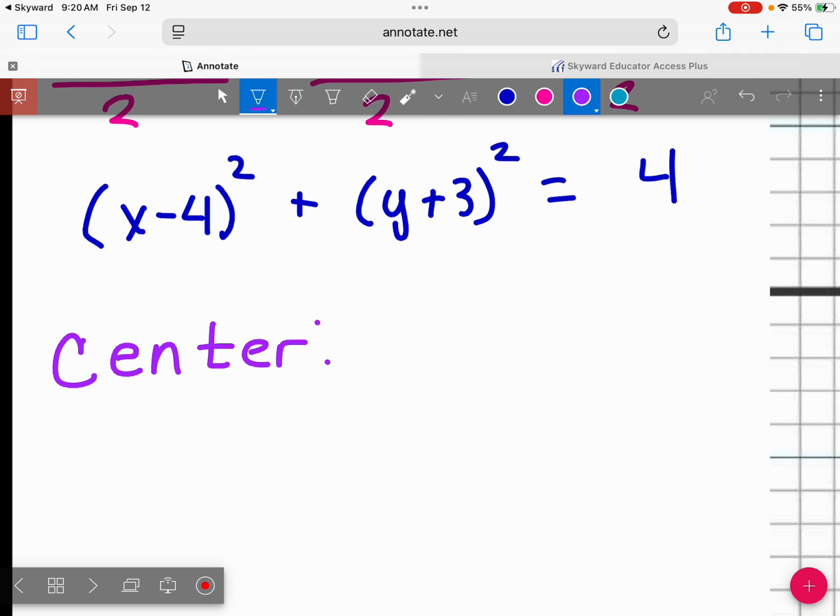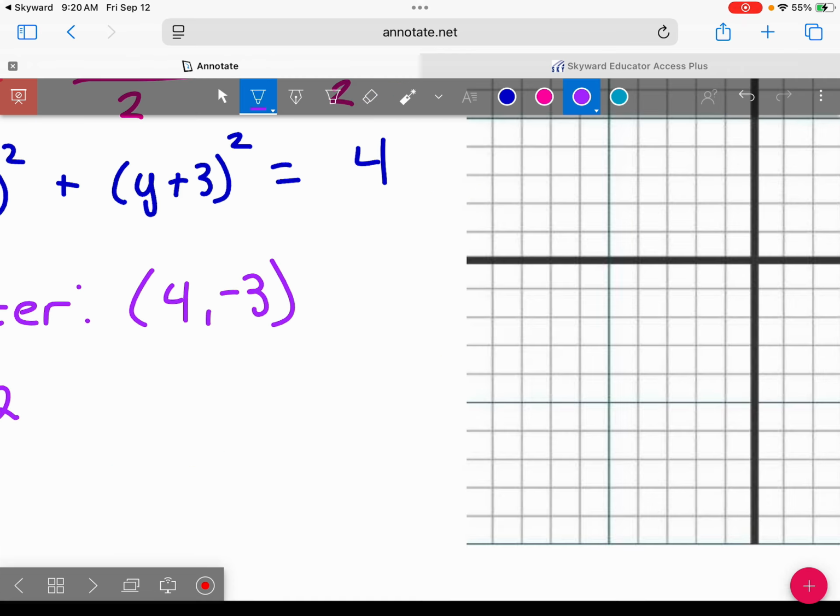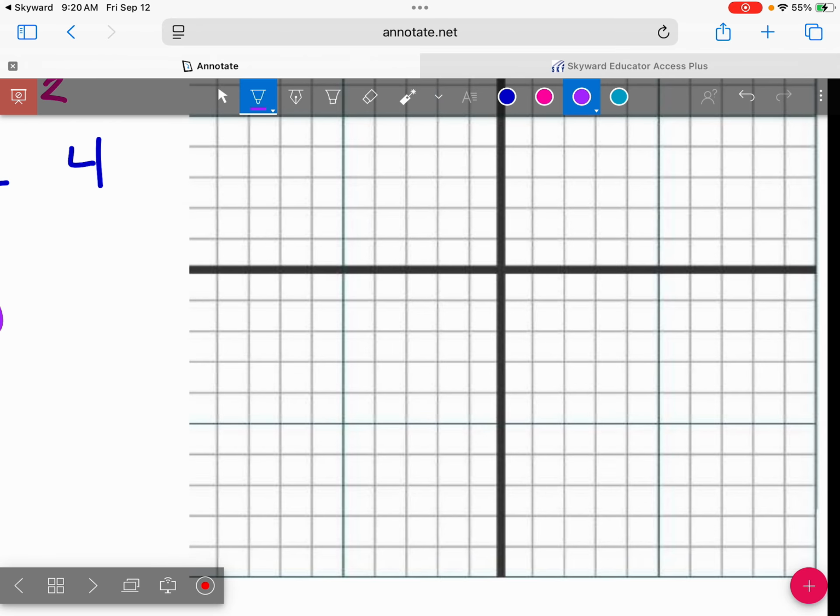So, where is our center going to be on this one? 4, -3. And what is our radius going to be? 2. So we're at 4, negative 3, because mine doesn't have any numbers on it. And we have our radius of 2. So we go up 2, right 2, down 2, left 2, and we're calling that good enough. Like that.